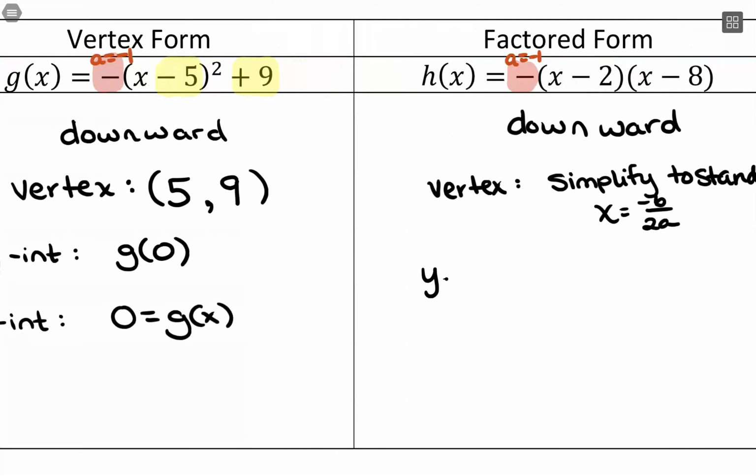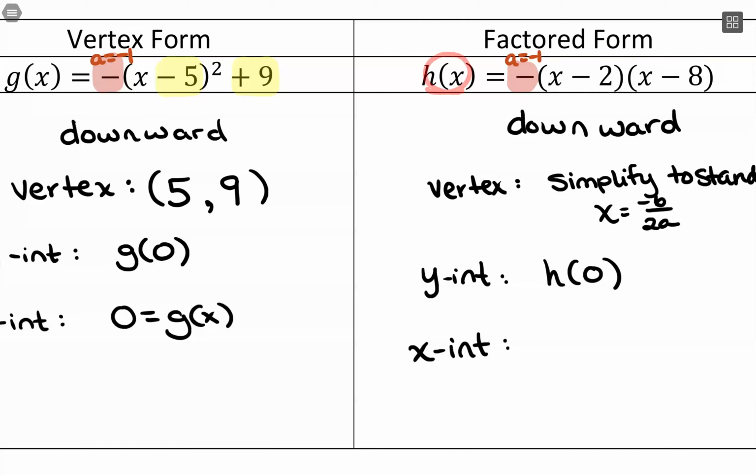Alright, the y-intercept isn't too bad to calculate because it's just a matter of plugging in 0. Now the x-intercepts, that's what this factored form helps out with. So the idea is that we plug in 0 for h of x, and then what we would have to do in these other forms is factor, but it's already factored.